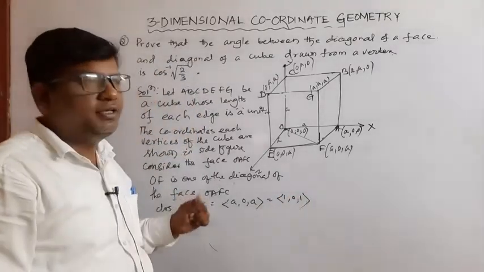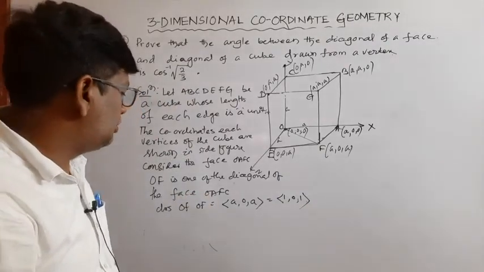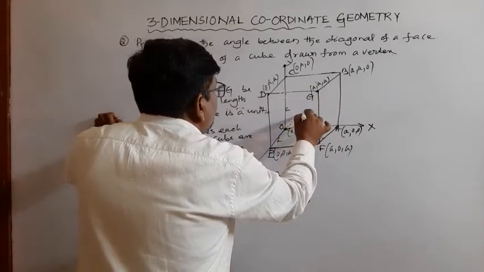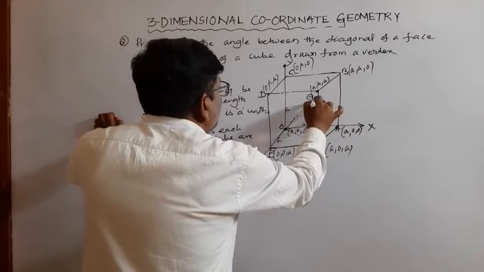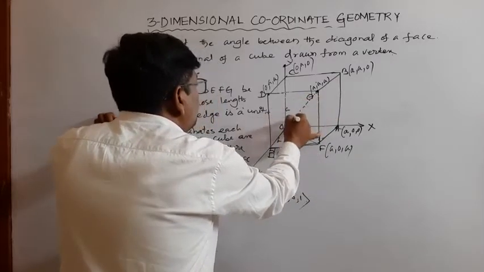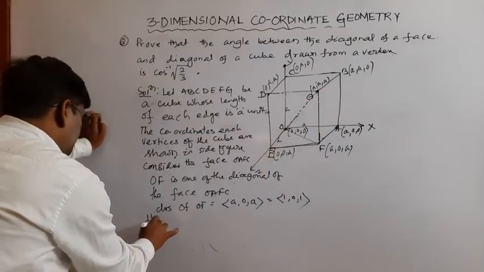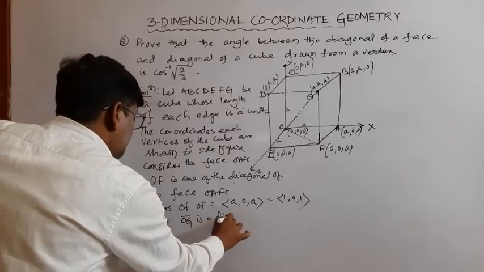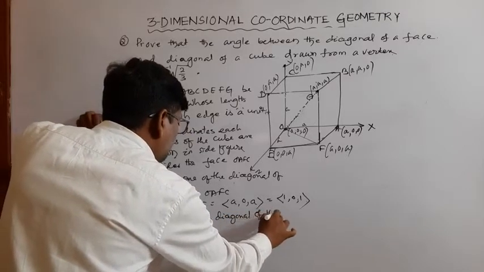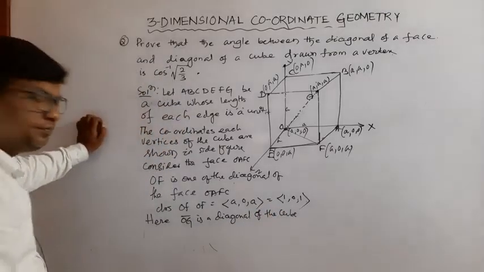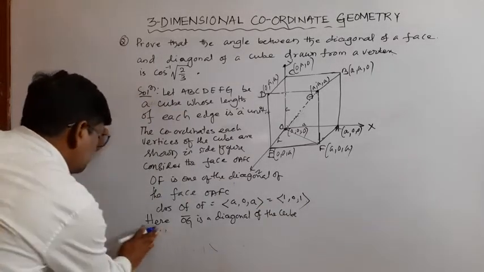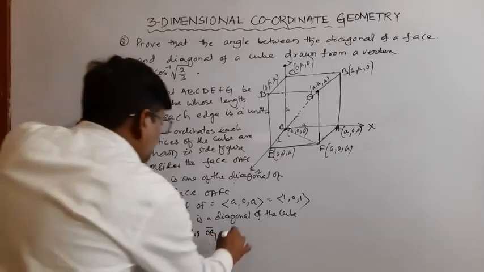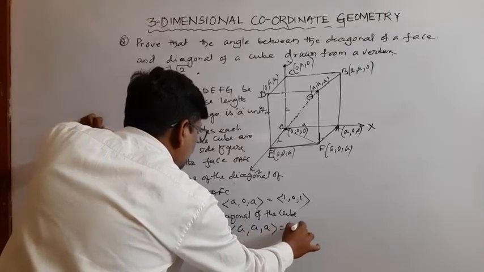Whatever you take common, that is what you write as the DRs, that is important. Now consider the diagonal of the cube. Suppose this is a diagonal. OG is a diagonal of the cube. Now the DRs of OG is (A, A, A), that is (1, 1, 1).